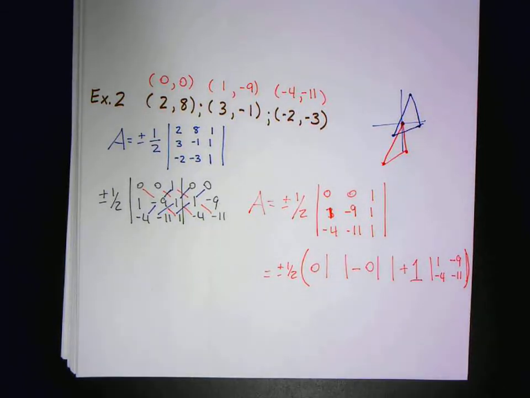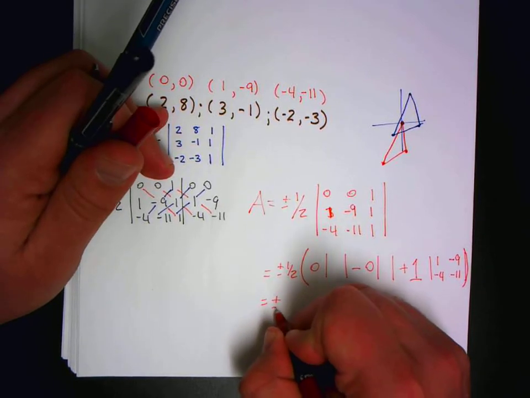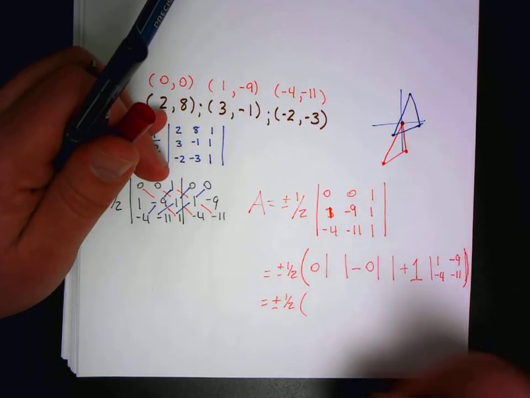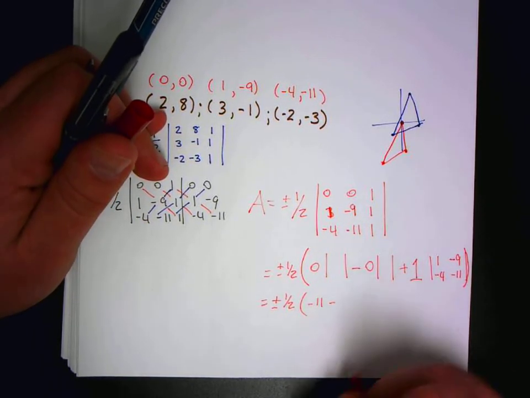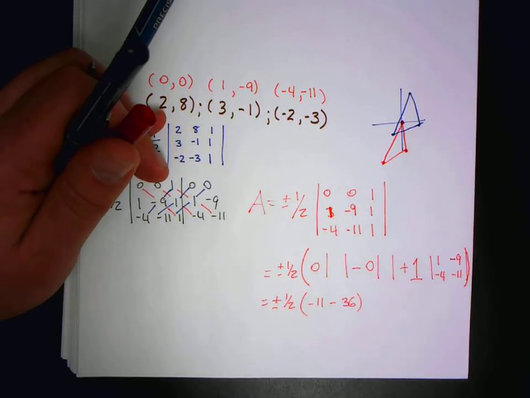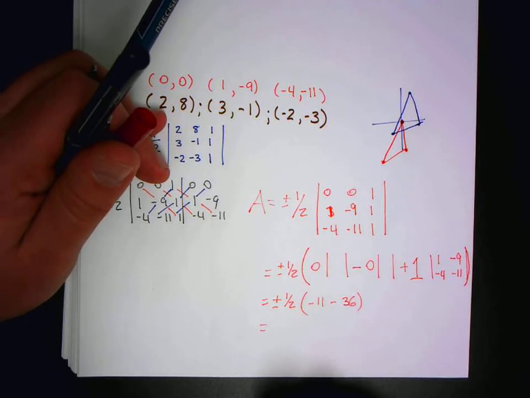I still like this way better. I don't care. It's too confusing. Why are there so many numbers? This one's just times negative 11 minus 36. Do I have to know these numbers and what I'm saying?